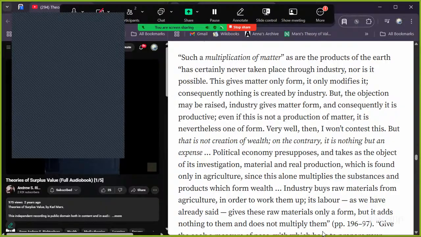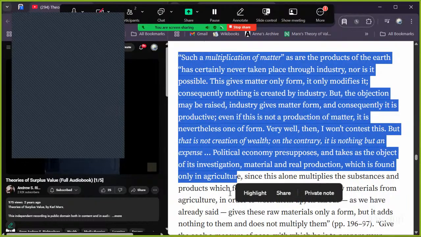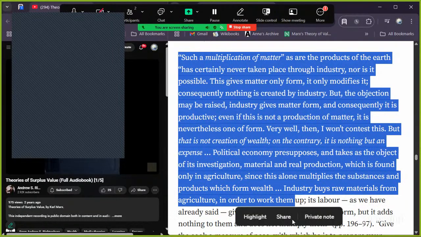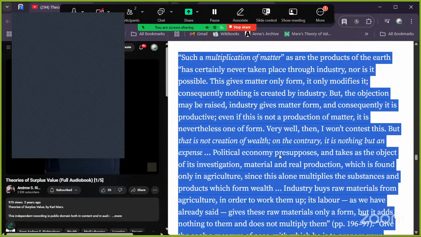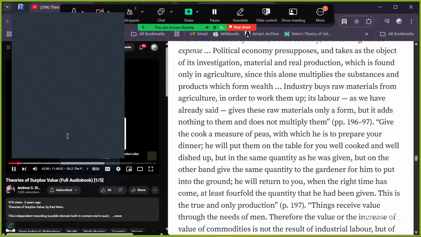But the objection may be raised. Industry gives matter form, and consequently it is productive. Even if this is not a production of matter, it is nevertheless one of form. Very well then, I won't contest this, but that is not the creation of wealth. On the contrary, it is nothing but an expense. Political economy presupposes and takes as the object of its investigation material and real production, which is found only in agriculture, since this alone multiplies the substances and products which form wealth. Industry buys raw materials from agriculture in order to work them up. Its labor, as we have already said, gives these raw materials only a form, but it adds nothing to them and does not multiply them.